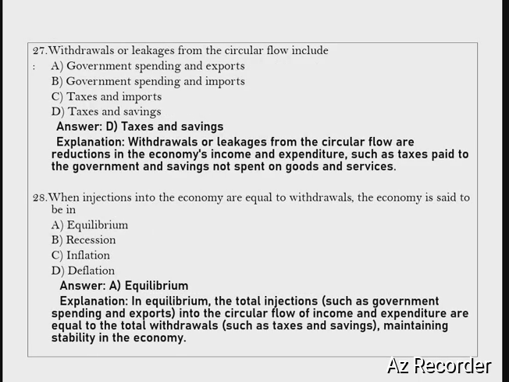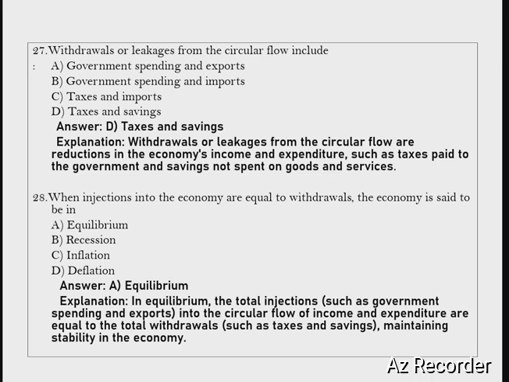Next question is, withdrawals or leakages from the circular flow include: option A, government spending and exports; option B, government spending and imports; option C, taxes and imports; option D, taxes and savings. Correct answer is option D. Its explanation is withdrawals or leakages from the circular flow are reductions in the economy's income and expenditure, such as taxes paid to the government and savings not spent on goods and services.